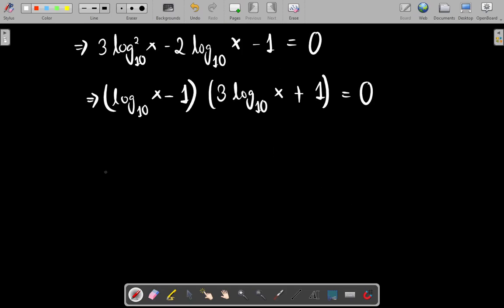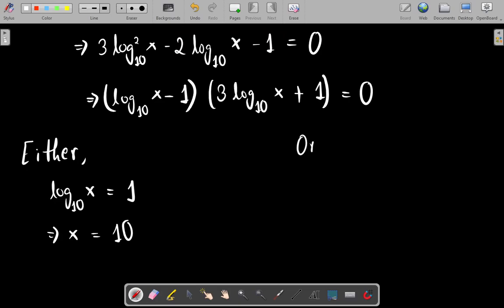Okay, so we have factorized it, so there are two factors. First we have log x base 10 equal to 1, so x is equal to 10 to the power 1, which is equal to 10. Or we can have log x base 10 equal to minus 1 by 3, so x is equal to 10 to the power minus 1 by 3. So these are the two solutions of x we have.